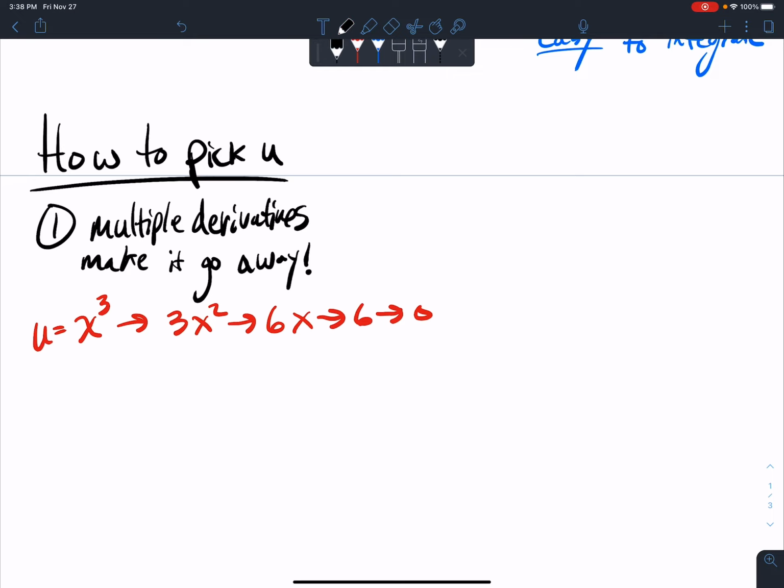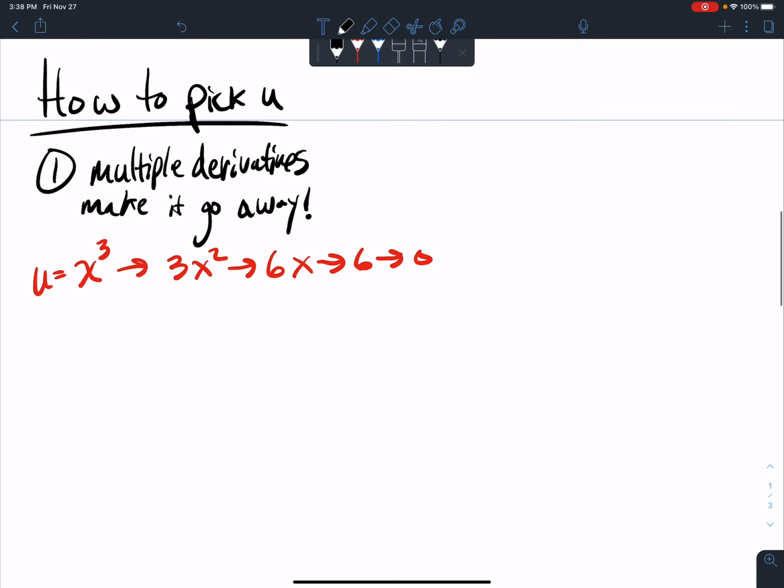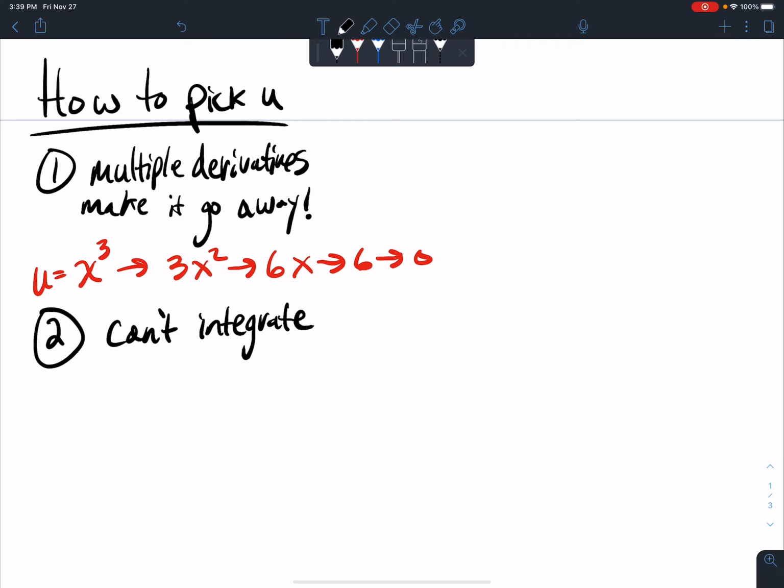That's what I mean by taking multiple derivatives, and it goes away. All right? Another good option for making your u is something you can't integrate. Remember, with your u, you're taking derivatives, and with your dv's, you're integrating. Well, if you can't integrate it, then by golly, it's going to have to be the u, the one you're taking the derivative of, right?